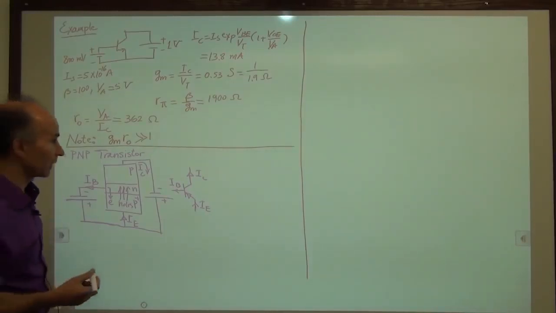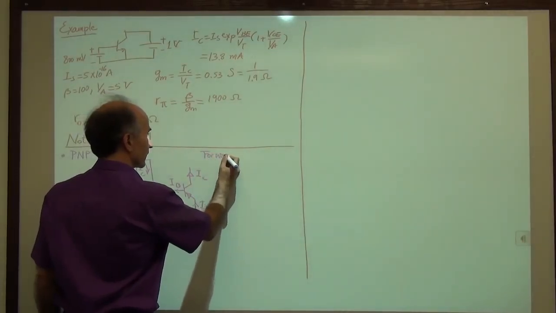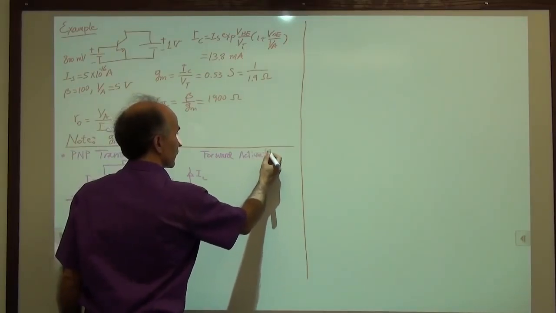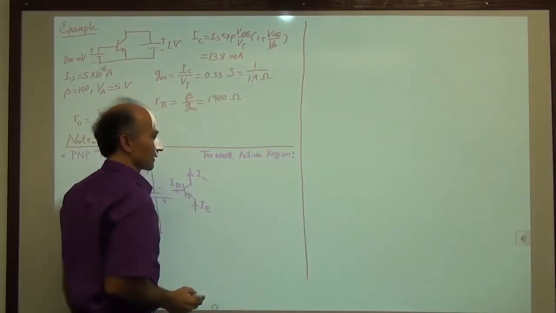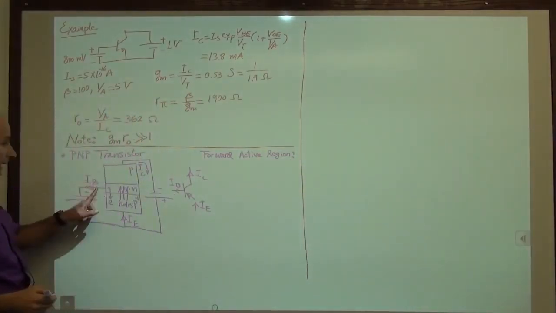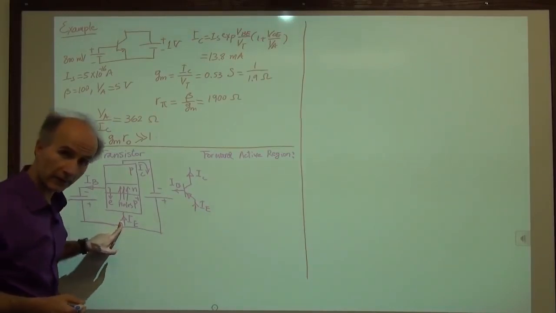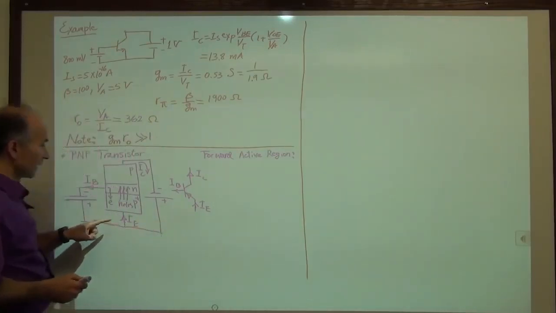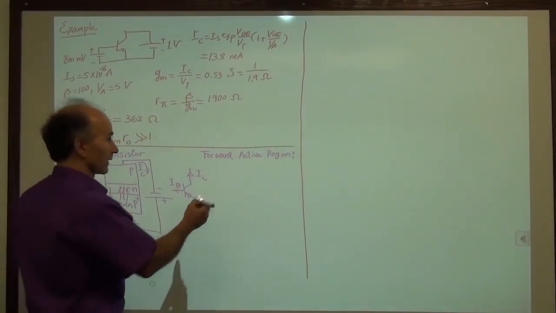Okay, so to just make sure that this is completely clear, we'll say forward active region for a PNP device is shown as follows. The base emitter junction must be forward biased. So that means that the base voltage should be more negative than the emitter voltage. So we write like this.